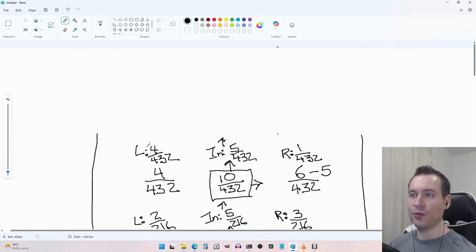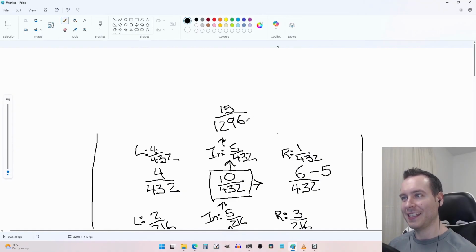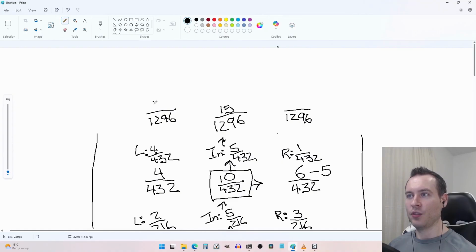1 times 2 is 2. 4 is greater than 2. So we can send 2/3 to the left. Multiply all numerators and denominators by 3. 5 times 3 is 15. 432 times 3 is 3 times 2, that's 6. 3 times 30, that's 90. 3 times 400 is 1,200. It's 1,296. The numbers will all be over 1,296. 4 times 3 is 12. 1 times 3 is 3.